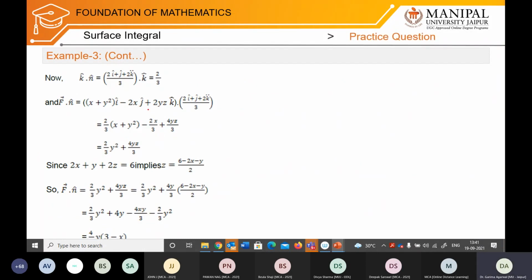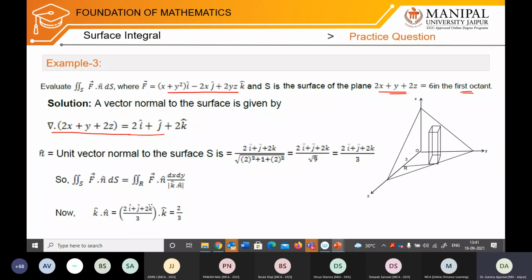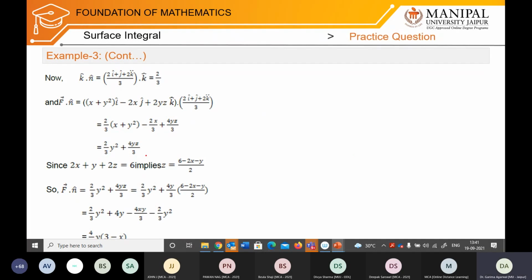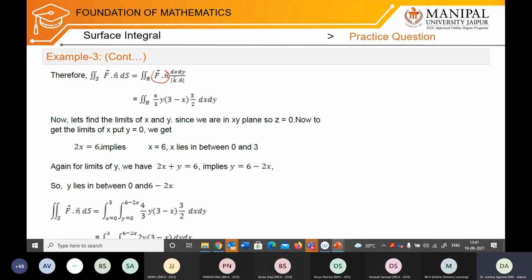Right? Then F dot n cap, vector F is given over there. Find F dot n cap. This one is n cap, right? Substitute the value over there. The value of F dot n cap upon k dot n cap, dx dy. Clear?